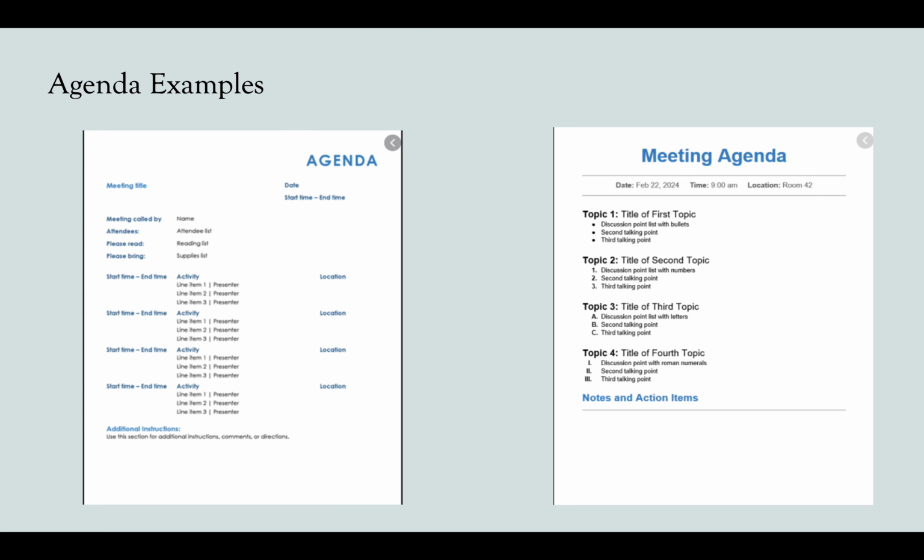But it's just a formalized document using numbers, bullet points, bold, underline, however you want to do it. And these are just some quick examples of how to do that. And you can also Google agenda templates if you're ever interested in getting that.